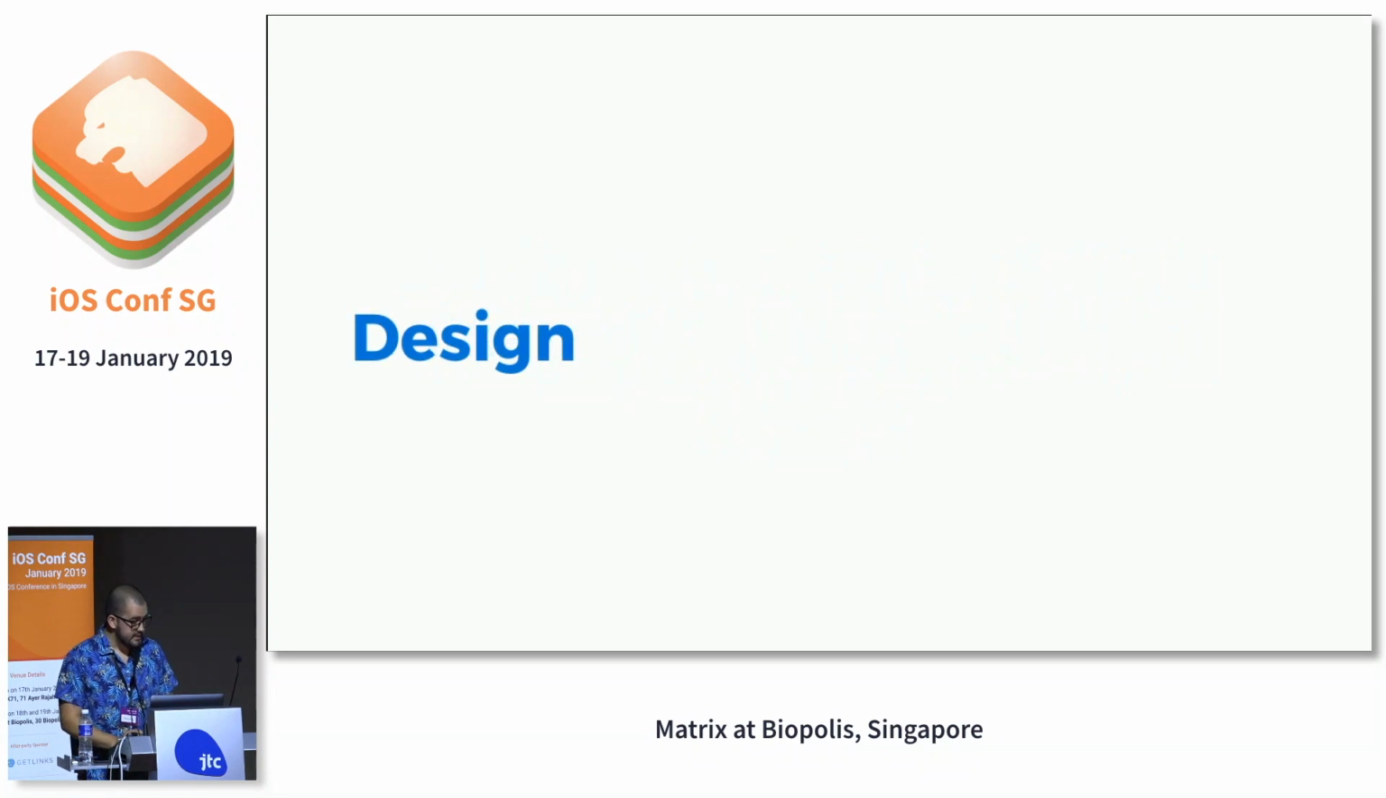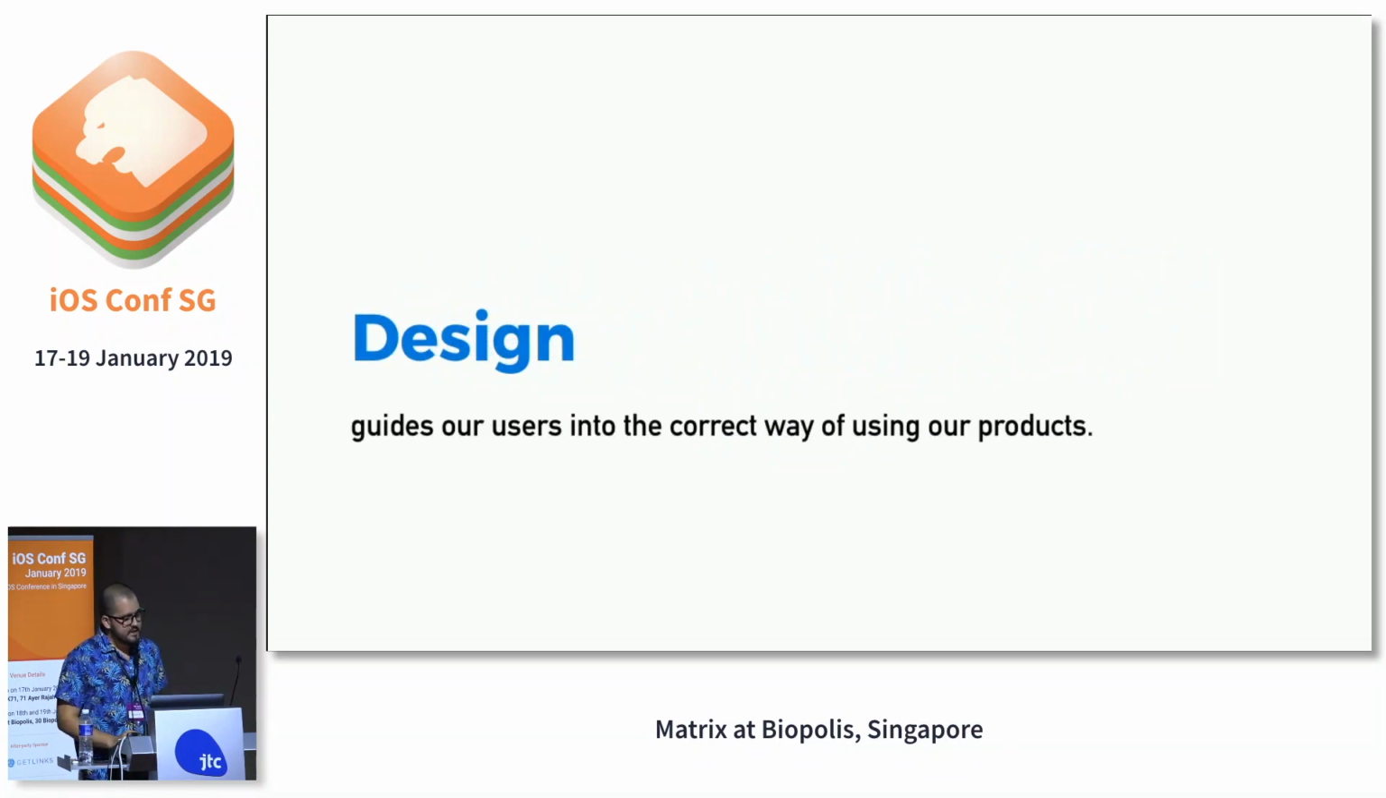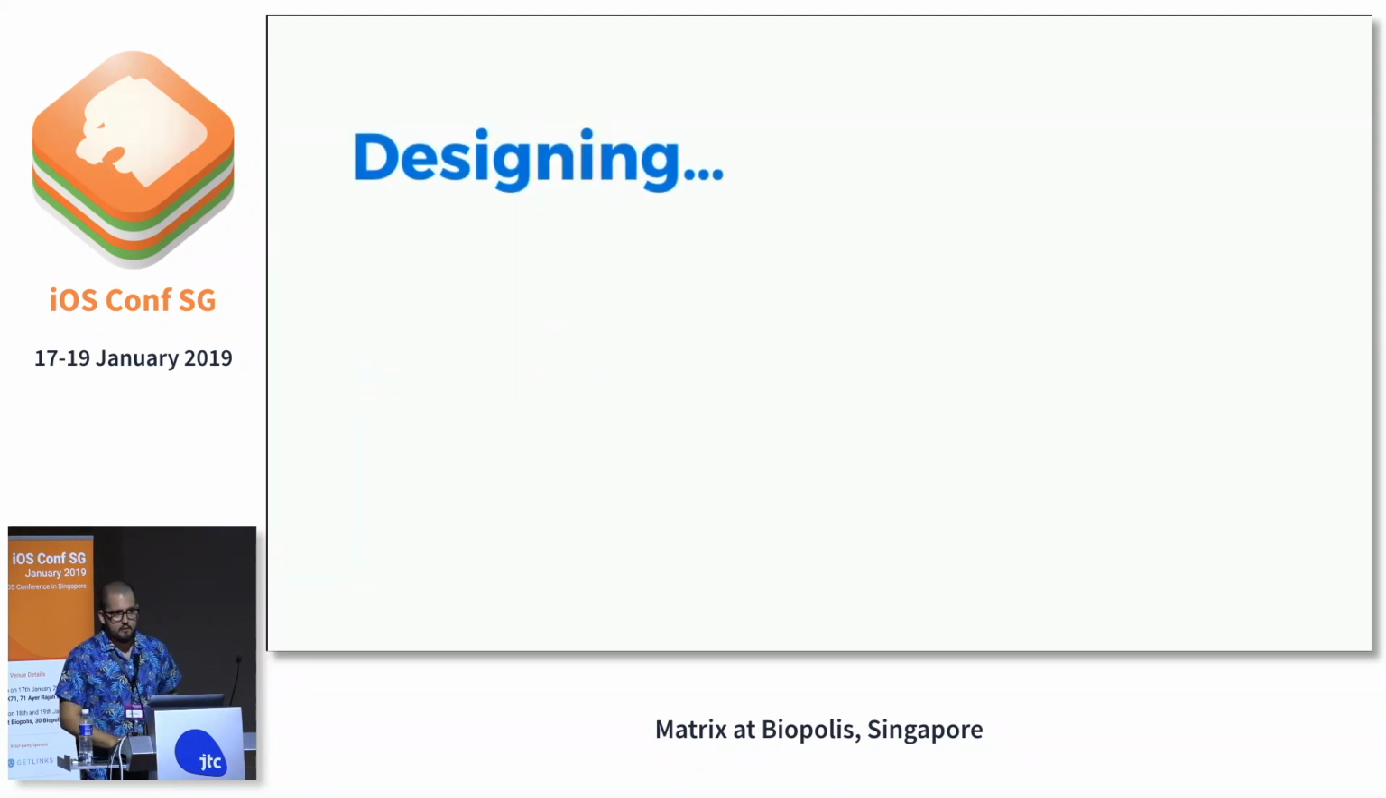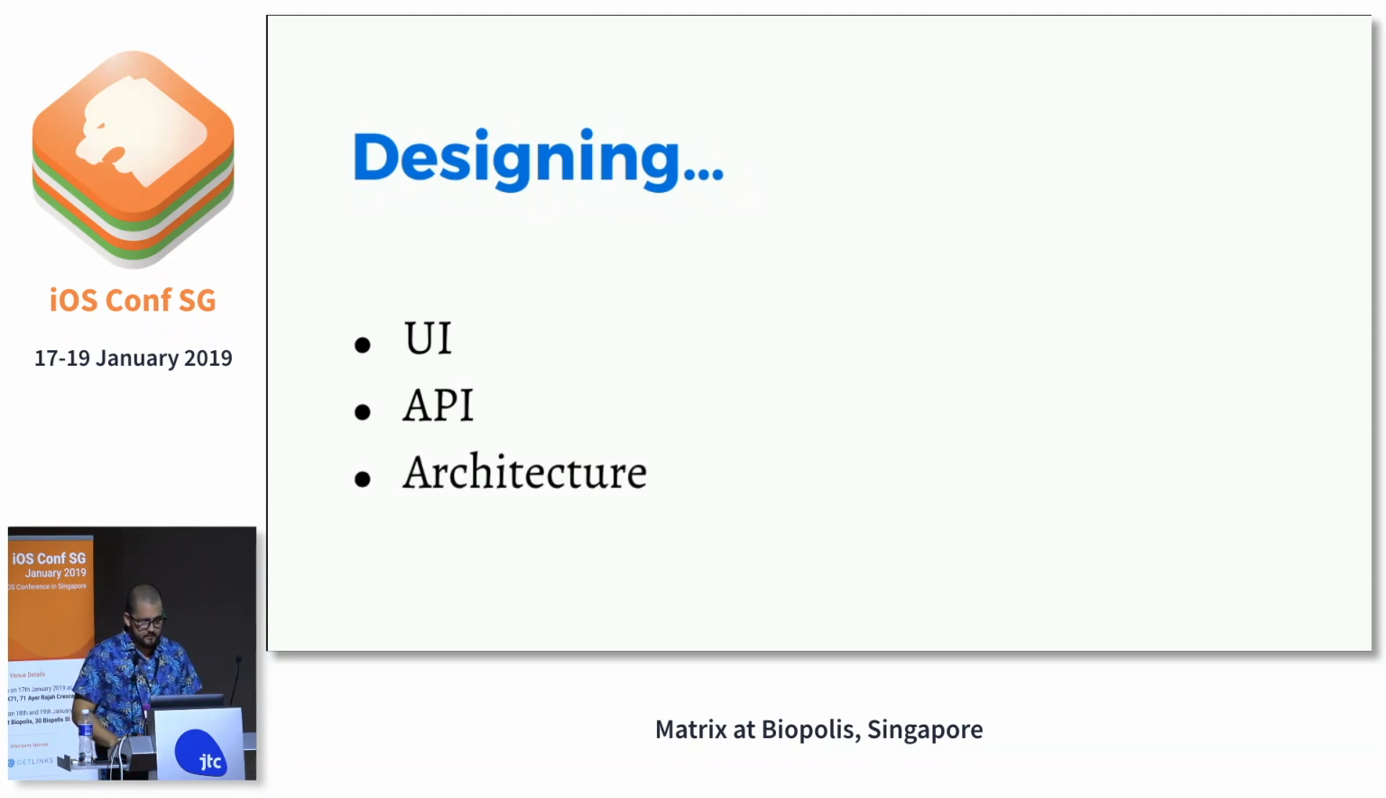Okay, so let's talk about design. To us, design guides our users into the correct way of using their products. And when we talk about design, we can focus on two main areas: talking design about UI, talking design about API, or talking design about architecture. However, I'm going to just focus on the first two, UI and API design.